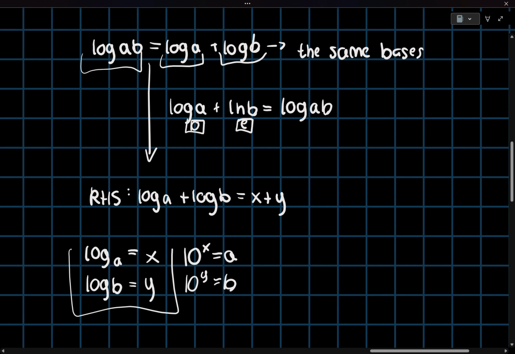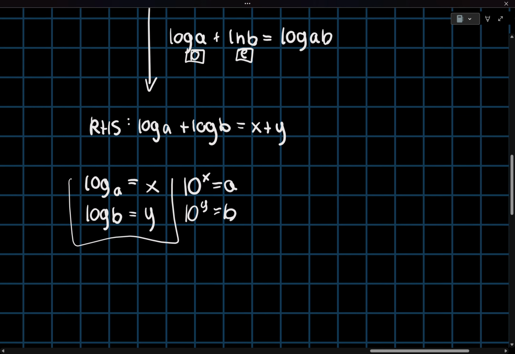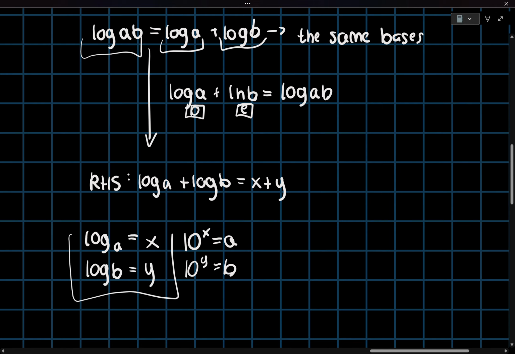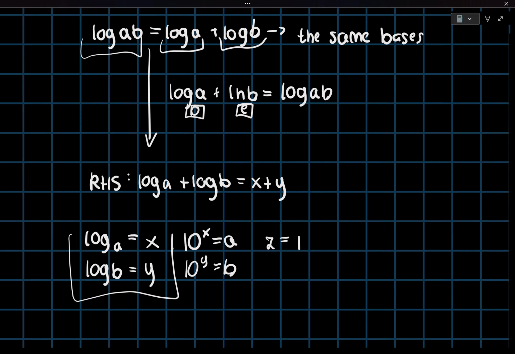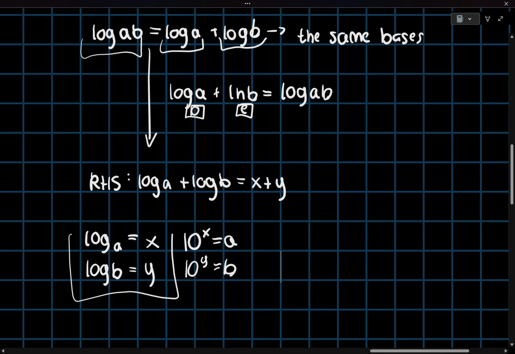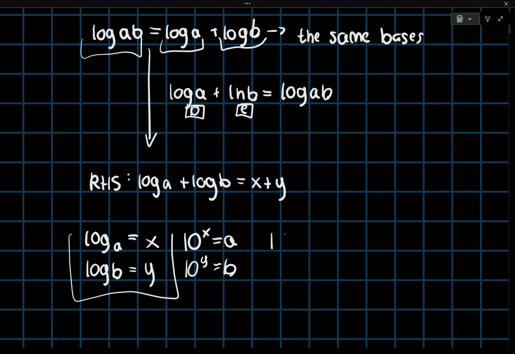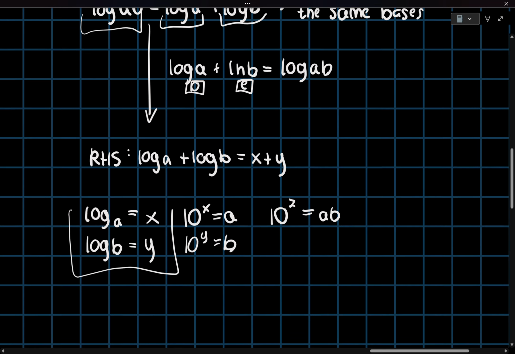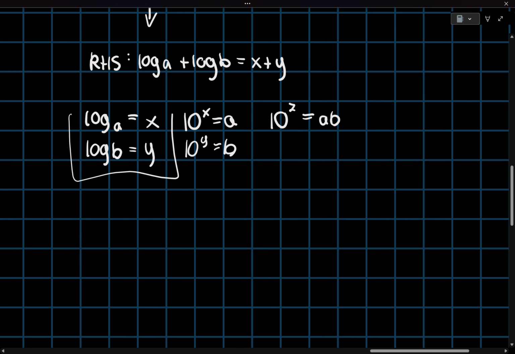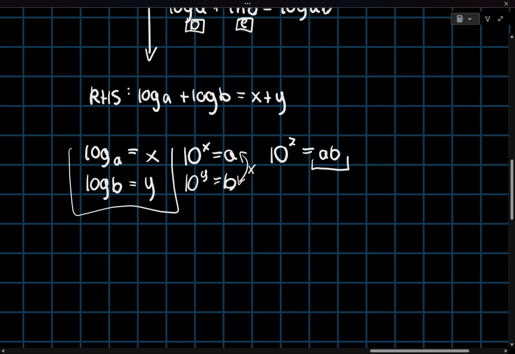To get to the logarithm of a times b, we need to consider another letter. So let's say z equals logarithm of ab, so 10 to the power of z equals ab, right? So now you can see that you can get ab by actually multiplying these two. So that's what I'm gonna do.